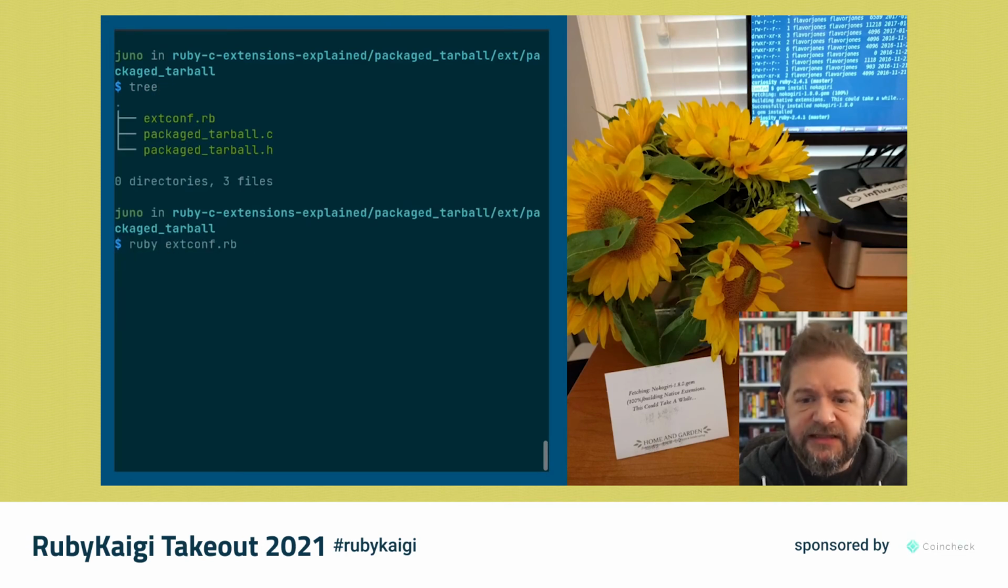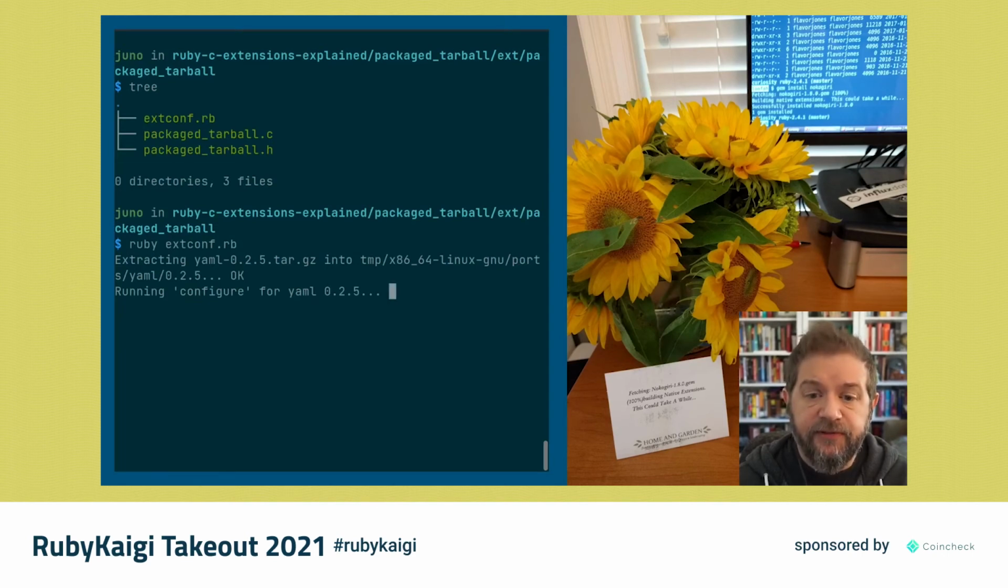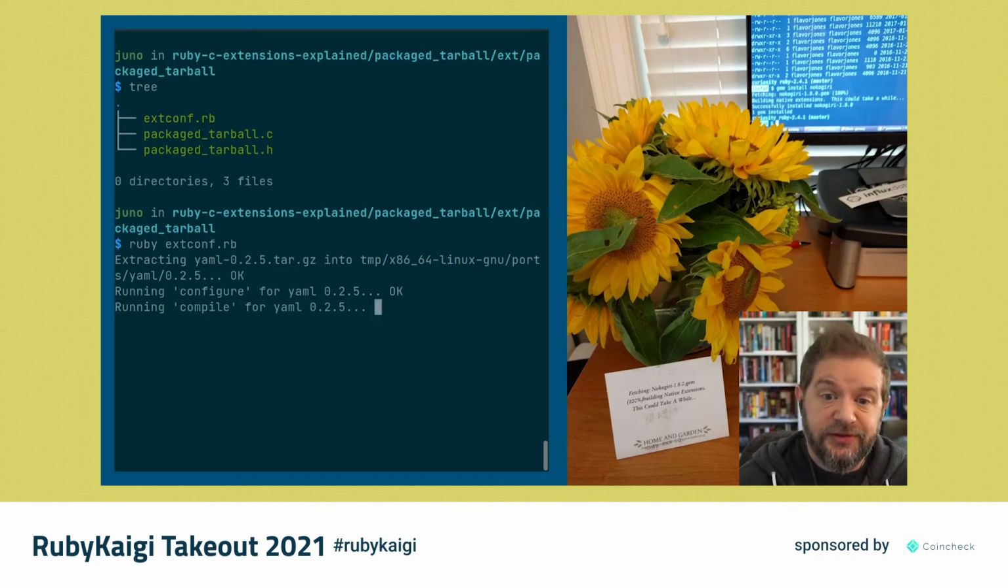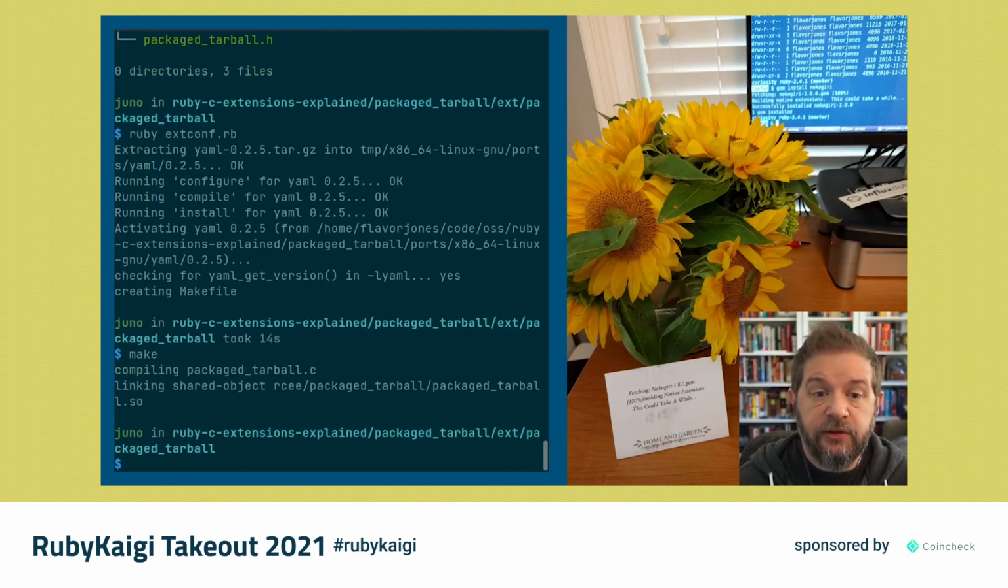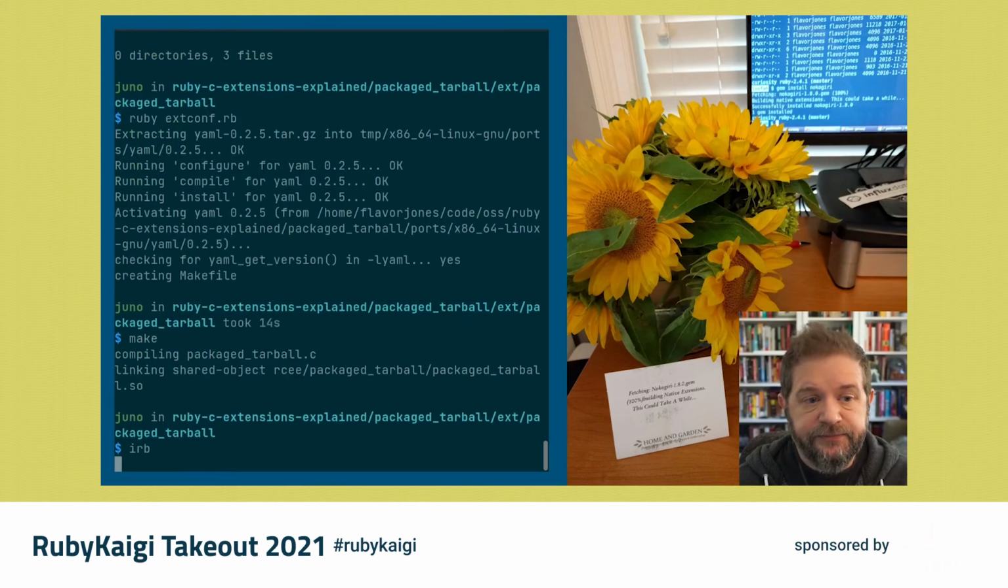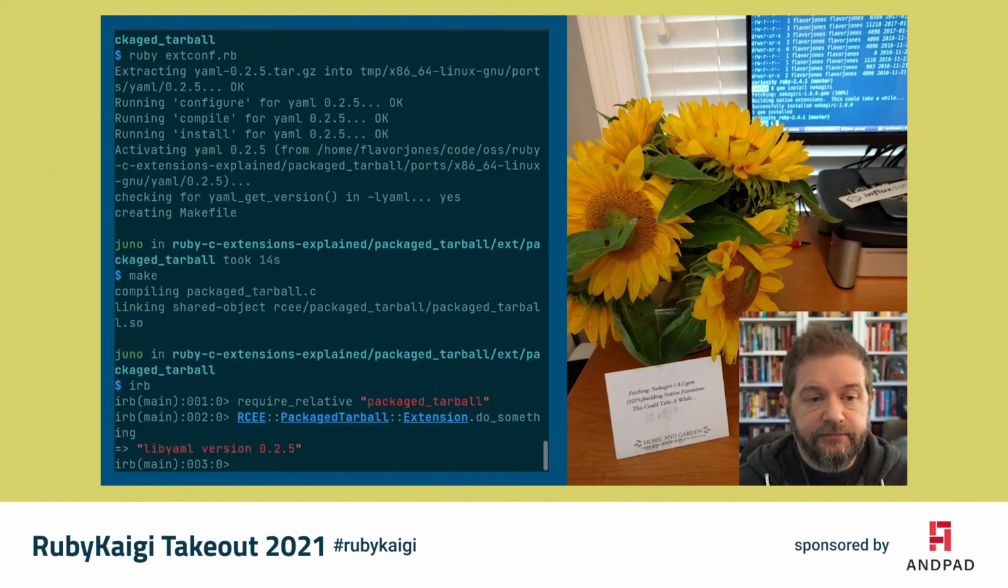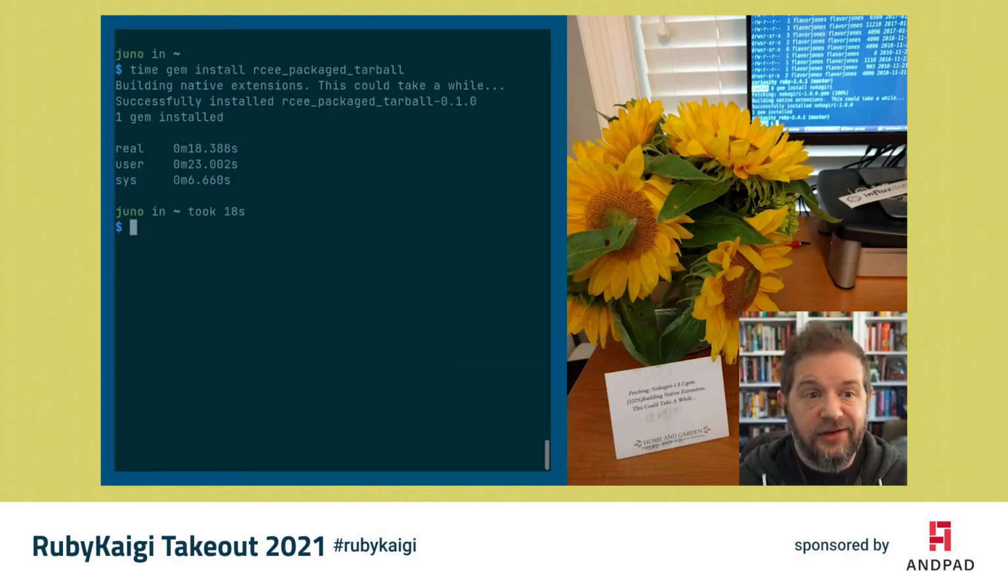So when we run extconf, we'll see that all of that is happening to build libyaml before the makefile is created, so that the compile and link steps will know how to find what we just built. This is different from the packaged source, where it was all built by the makefile. Everything works. If you go run gem install RCEE packaged tarball, I'm not going to do animated GIFs anymore because it's starting to take a long time. This takes 18 seconds. That is significantly slower than packaged source.